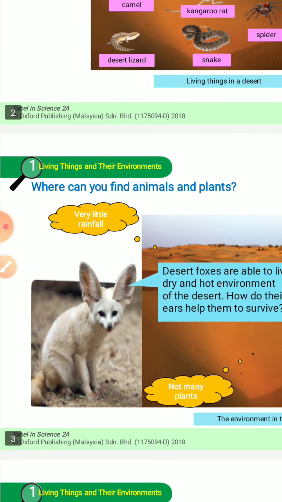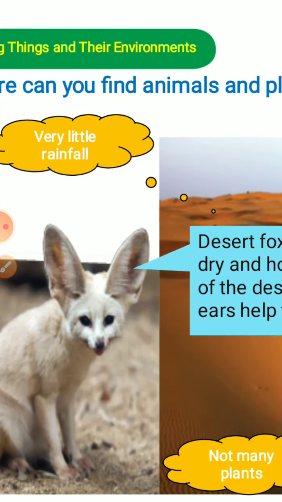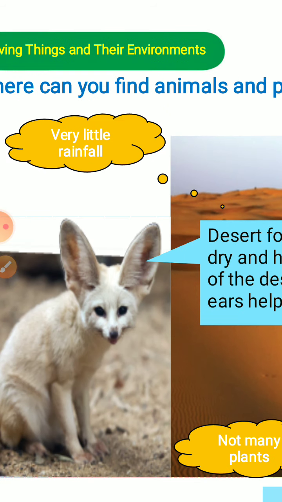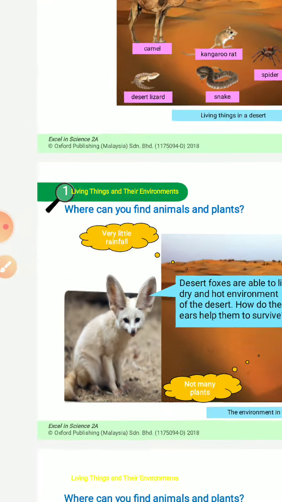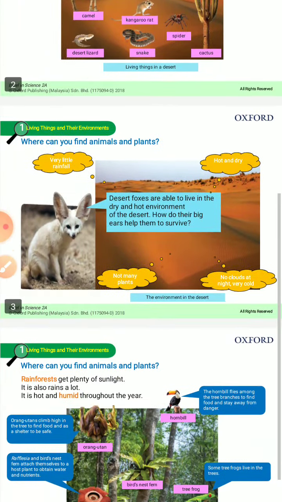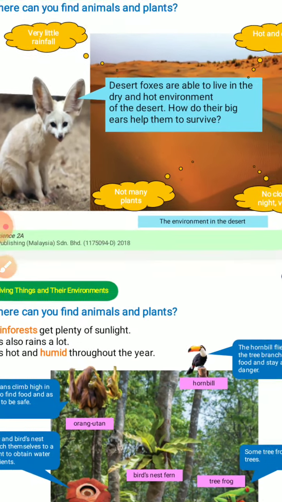Good. For example, look at this animal with the long ears. This fox can probably run from its predators in the desert. Therefore, the fox can adapt itself to live in its habitat. Okay, thank you. One more.